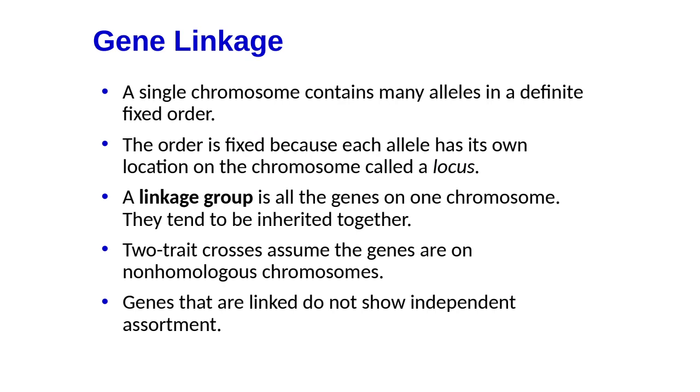The next idea we're going to look into is gene linkage. This is the idea that a single chromosome contains many alleles in a definite fixed order. And this fixed order occurs because each allele has its own location on the chromosome called a locus, which I mentioned earlier. So what is this idea of gene linkage? Well, the idea is that all the genes on one chromosome are essentially linked together because they're on a single chromosome, and they're going to tend to be inherited together.